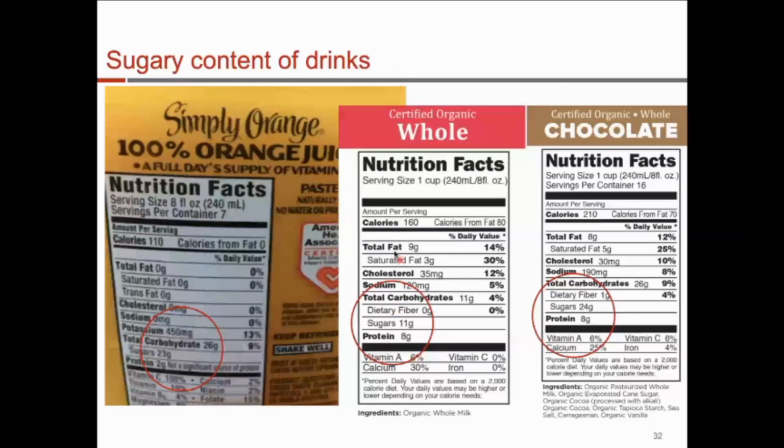So let's look at some sugary drinks. So this is a bottle of Simply orange juice, although all of them have the same amounts of sugar. And this one's vetted by the American Heart Association. So 1 glass, that's 8 ounces, has 26 grams of sugar, which is just over 6 spoons. A glass of whole milk has about 3 spoons of sugar, and a glass of chocolate milk is about 6 spoons of sugar.